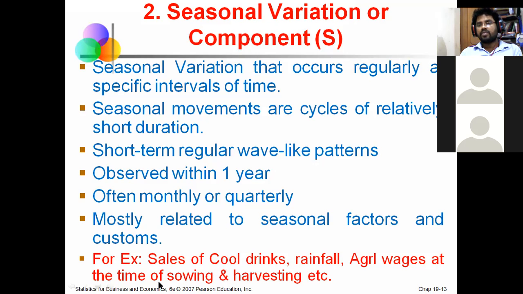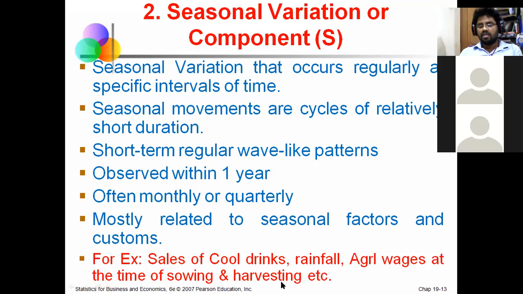So for example, if you take the agriculture wages or rainfall. So if you take rainfall, but in the particular season, the rainfall is very less. Then the next one is the agriculture wages at the time of sowing and harvesting. For example, within agriculture, if the farmers do some work, they will ask for money, they will ask for wages. So the agricultural wages at the time of sowing and harvesting season.